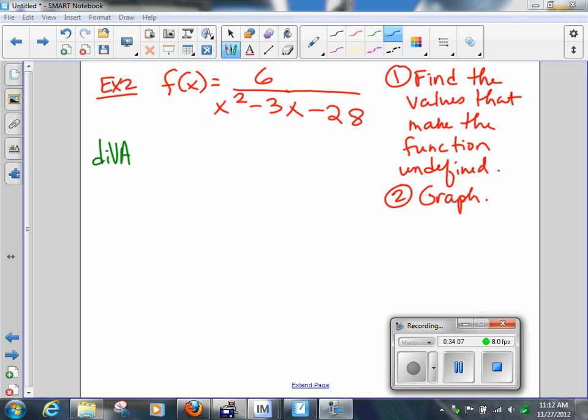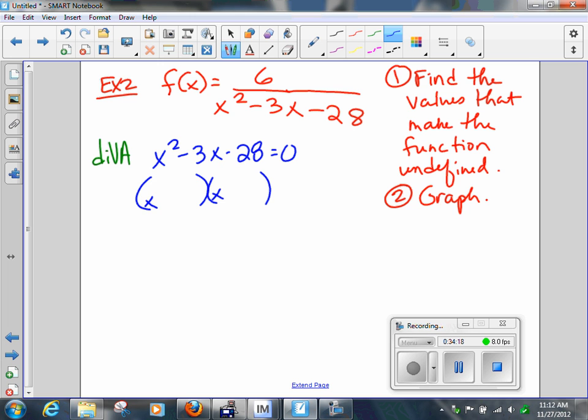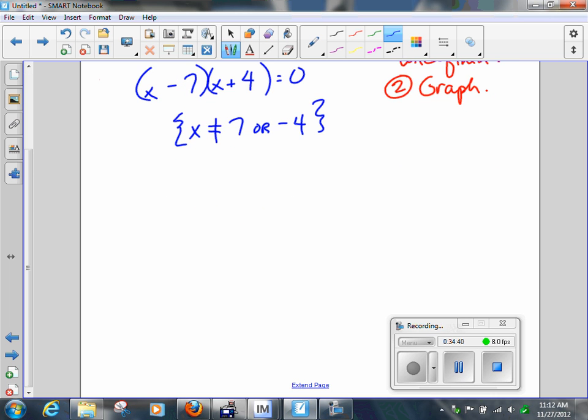We're going to set that denominator equal to 0. Factor it. Two factors of 28 that subtract to give me 3: 7 and 4. The signs are going to be different: 7 minus, plus 4. So that means x cannot equal 7 or -4. Now, without even putting it in my calculator, my vertical asymptotes are at -4 and 7.